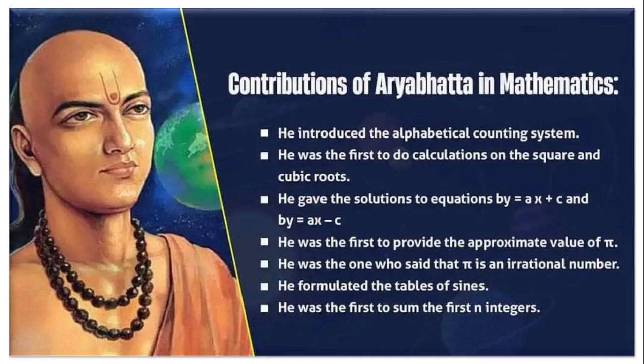So they could ideate this concept of irrational numbers. He formulated the tables of sines, and also he gave the formula for the sum of the first n integers, which is not that easy.